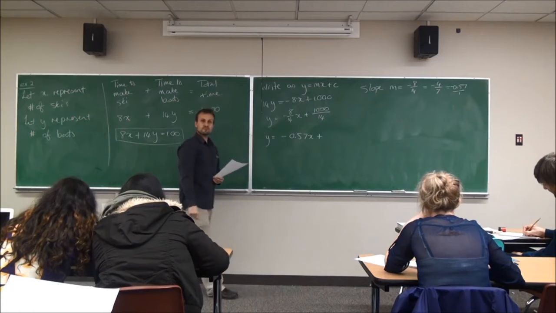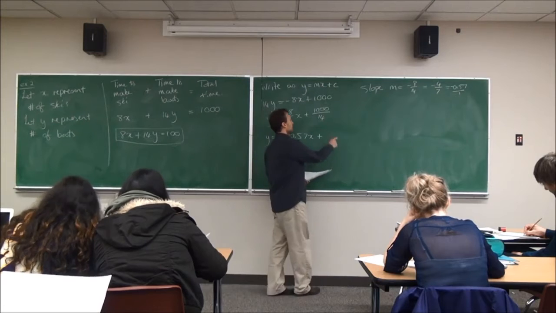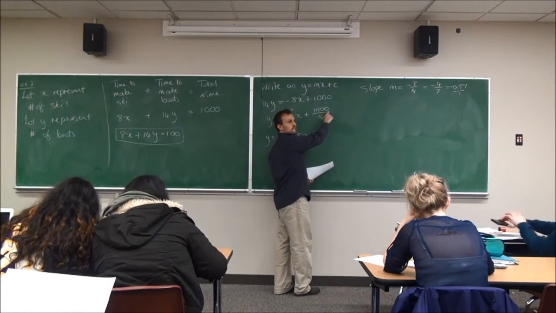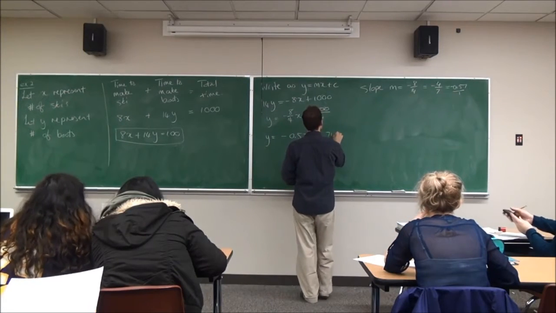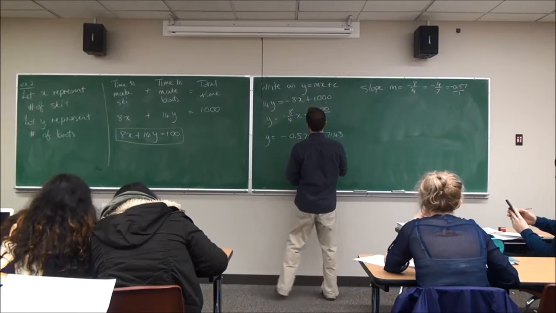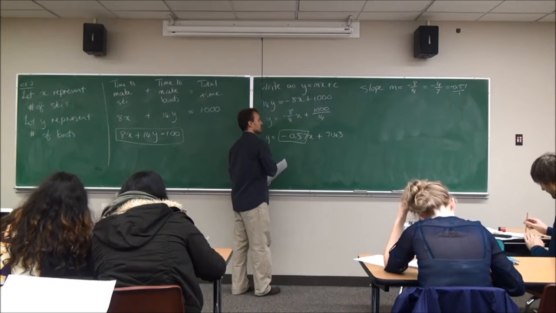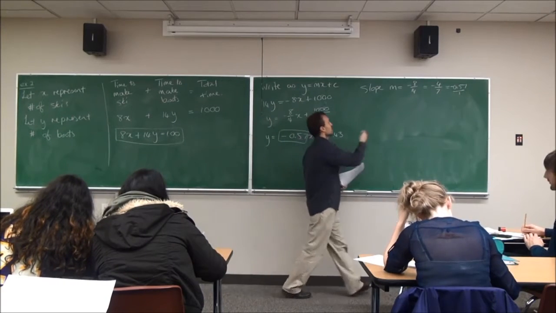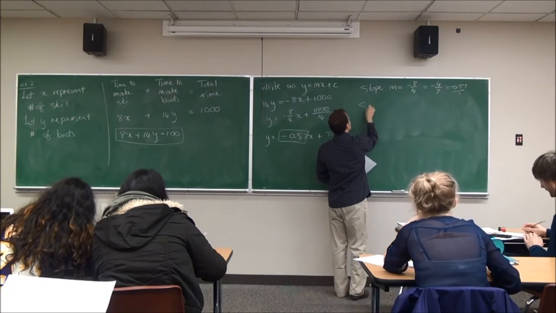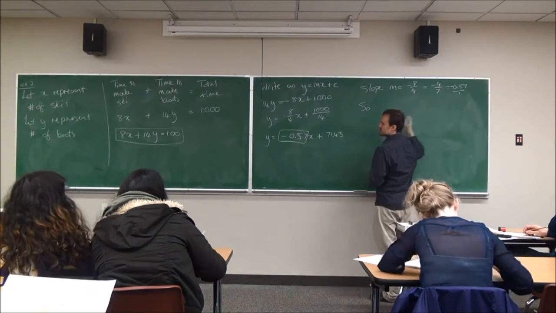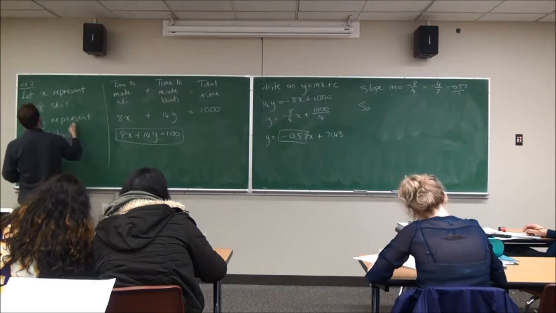What is it? Anyone have a number here for me? 71.435. 71.43. I'm more interested in this one. How do I interpret the slope? Whichever form you want. Let's use this one first. What is this? How do I interpret this? Well, this is change in y over change in x. Change in y over change in x.